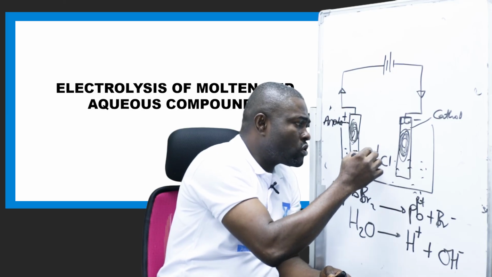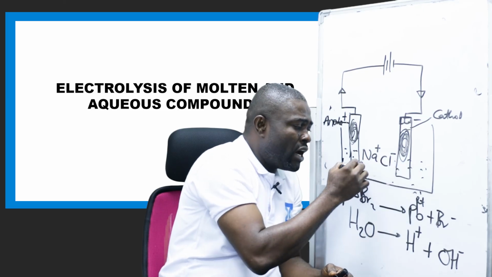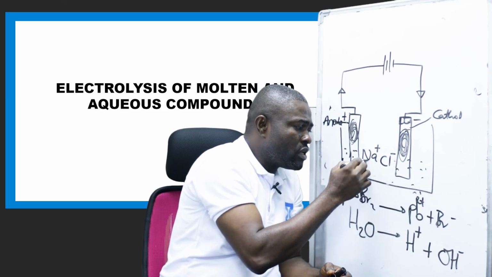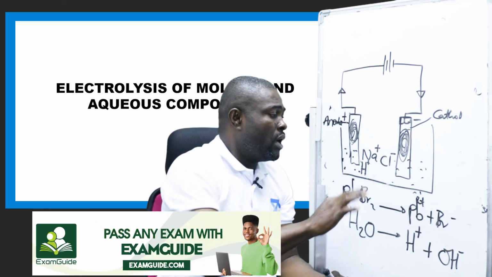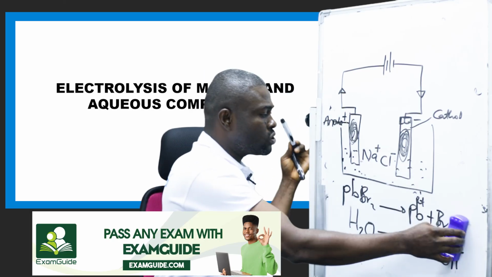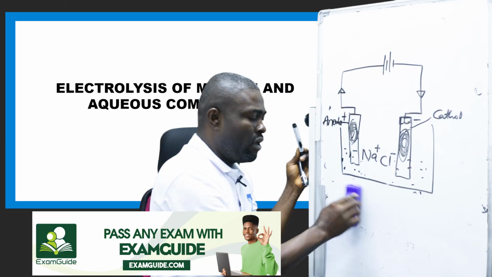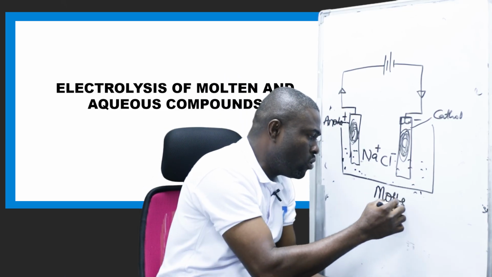So the sodium chloride: sodium is positive, chlorine will give us chloride ion, which is negative. In water, hydrogen is the positive side. Okay, let's take them one at a time. I want to make use of molten first. Molten sodium chloride. First of all, I want to use molten.